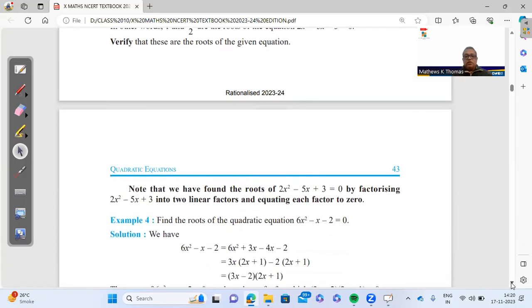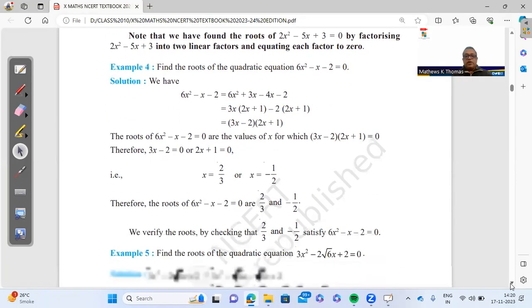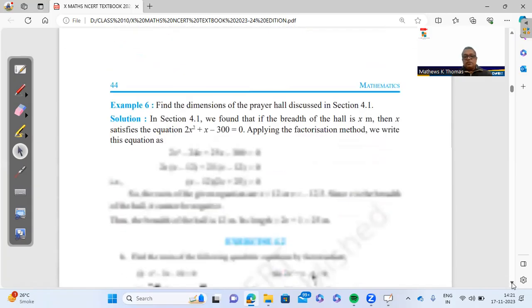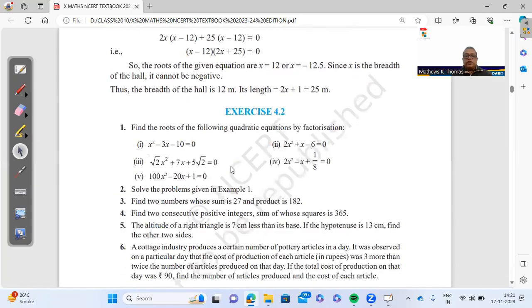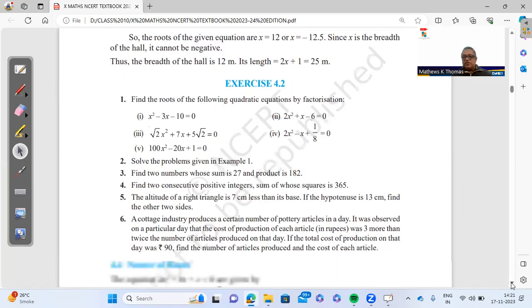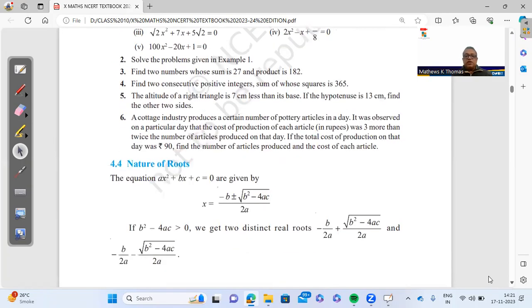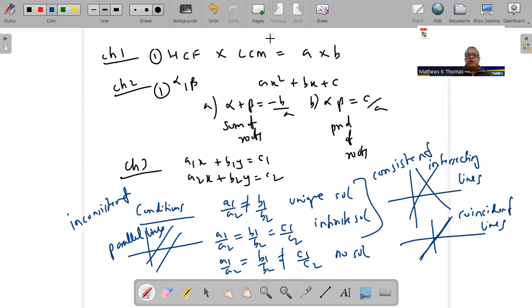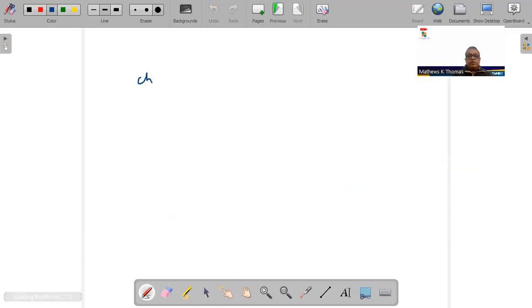And here you also have quadratic formula. So there is one formula called the quadratic formula, which we know. So find the roots by factorization, that is by splitting the middle term and others. And here you find this formula to find nature of roots, and here you will have the formula of alpha and beta. So this has to be done in chapter number 4. So here we are going to do chapter 4, that is quadratic equation.